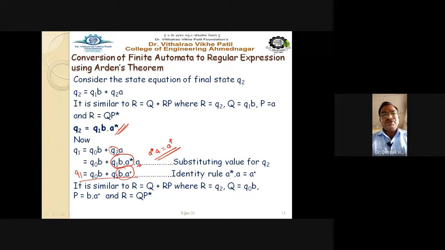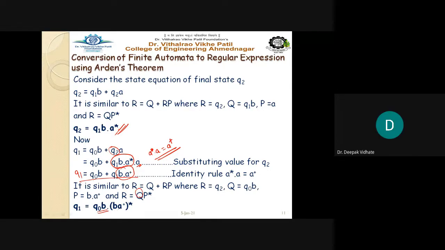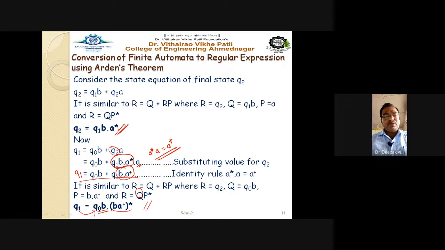And so the solution is Q1 equal to Q0B. This is the term of capital Q. This is nothing but B A raised to plus, bracket raised to star here. Getting this point? So I get here the value of Q1, but the value of Q1 still depends upon which value? It still depends upon Q0. So I have to solve for the Q0 state.